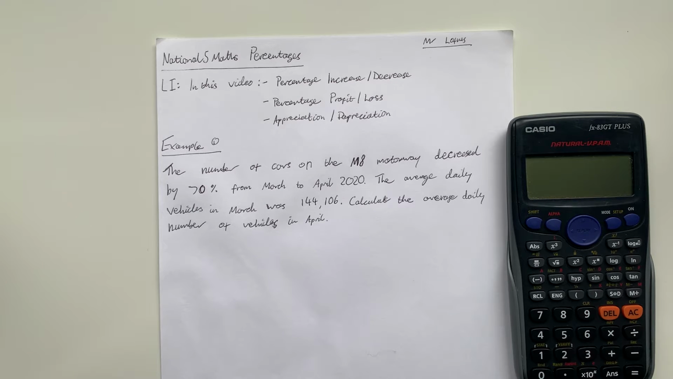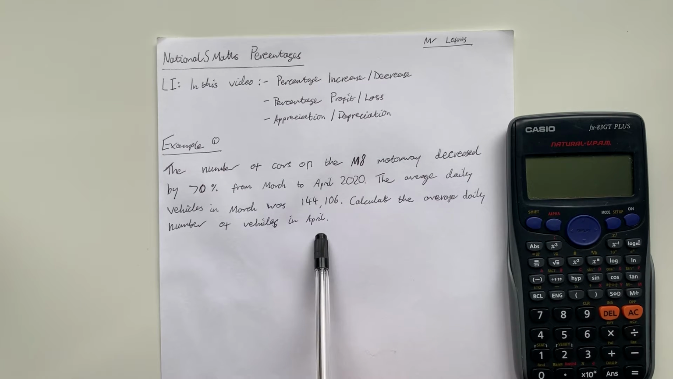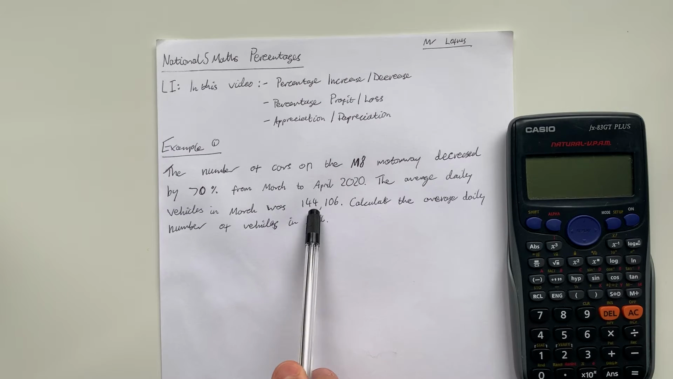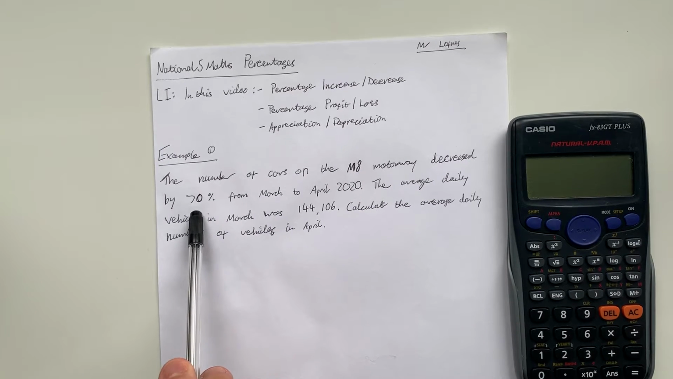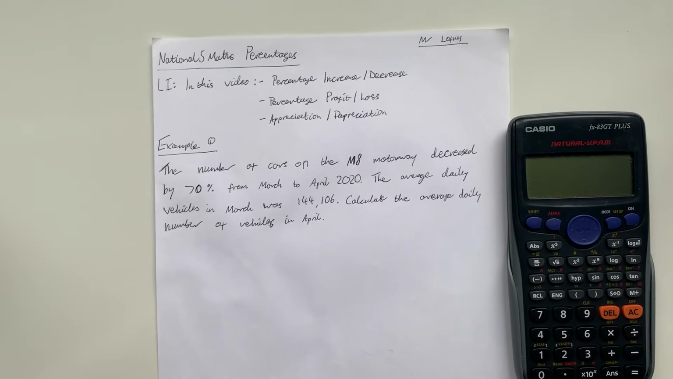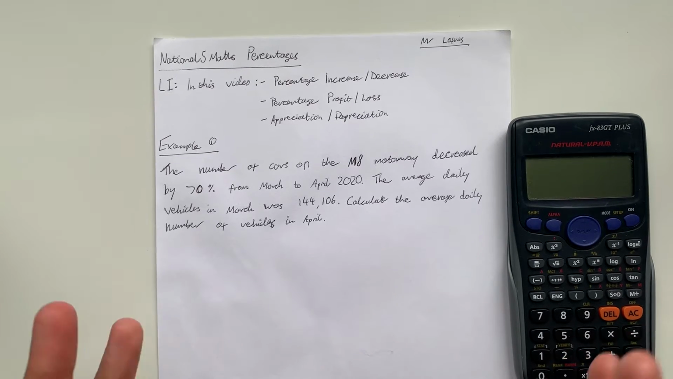Okay, so again, taken from the Traffic Scotland website, the average daily vehicles in March was 144,106. Again, that was 2018 data. I couldn't find up to date 2019 or 2020 data, but we'll try and make our examples as real life and as accurate as possible, so we'll go with these numbers. So what we need to do is calculate the average daily number of vehicles in April. Okay, so essentially we have the number in March, we know how much it decreased by, so how much was it in April?